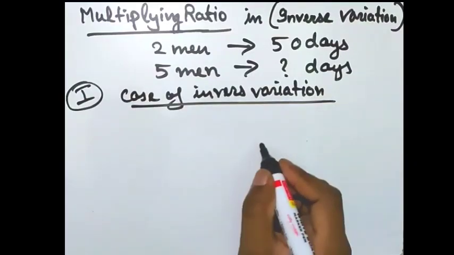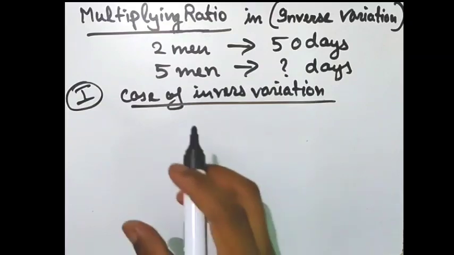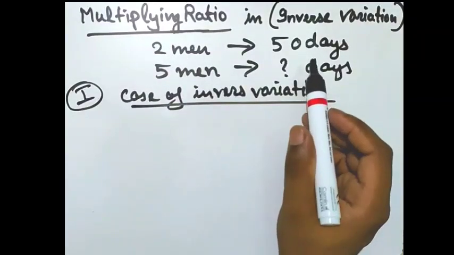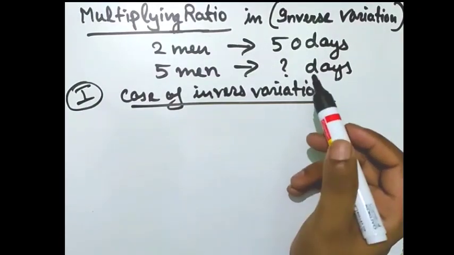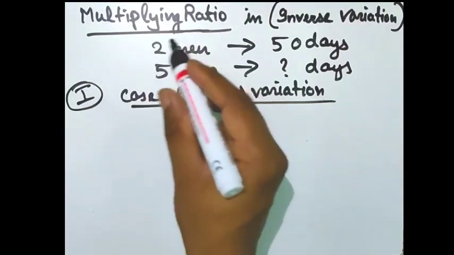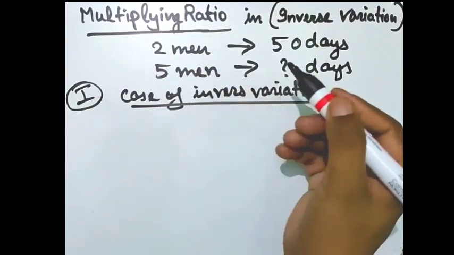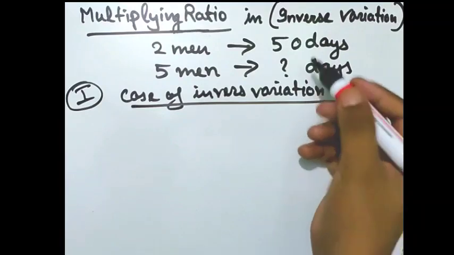Now you remember the relation between the ratio of the two values of the first quantity and the ratio of the two values of the second quantity. What was the relation? The ratio of the two values of the quantity x will be equal to the inverse of the ratio of the two values of the other quantity.